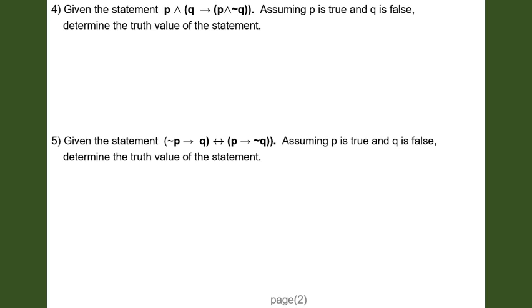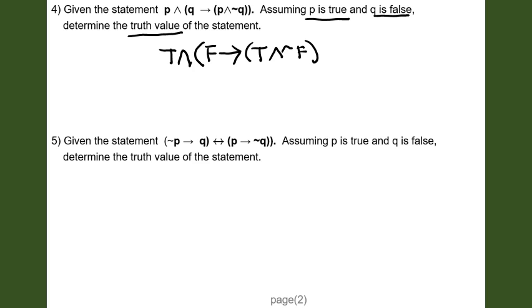Okay, for number 4, I'm giving you a statement here, and I'm assuming that P is true and Q is false, and I want to know the truth value of this statement under this scenario. So since we're assuming P is true and Q is false, our first step is to replace P and Q with their values. P is true and Q's false.